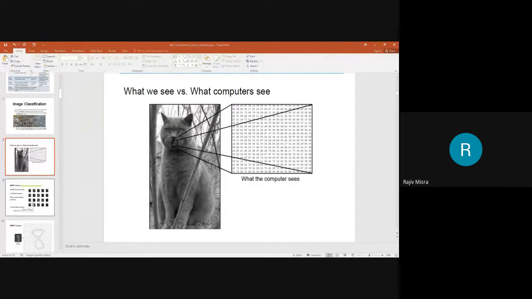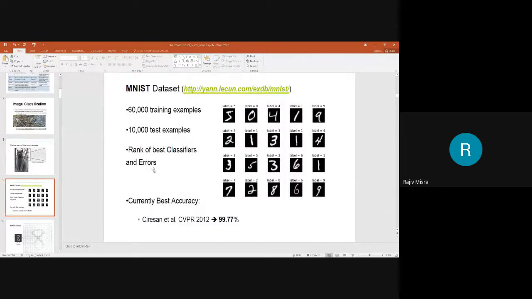To train computers to learn that this is the image of a cat, various efforts have been made in terms of datasets. One such dataset is called the MNIST dataset. It is a specialized dataset of handwritten digits. Around this, to classify these handwritten digits into classes from 0 to 9, a lot of classifiers have been built and they are being ranked. We will talk about that.